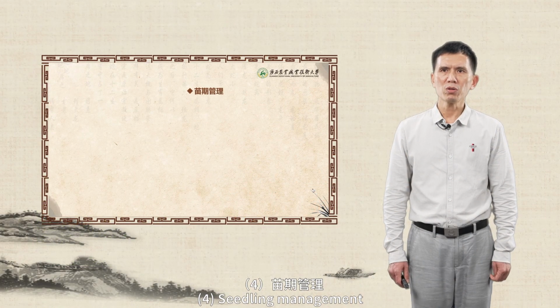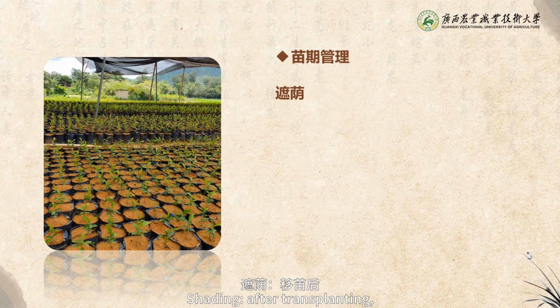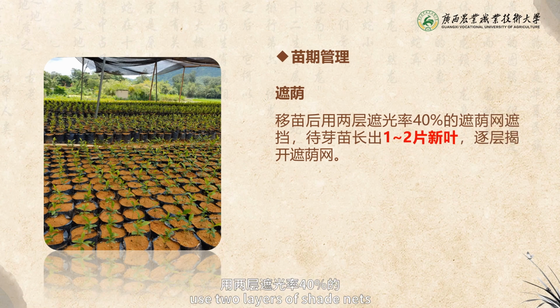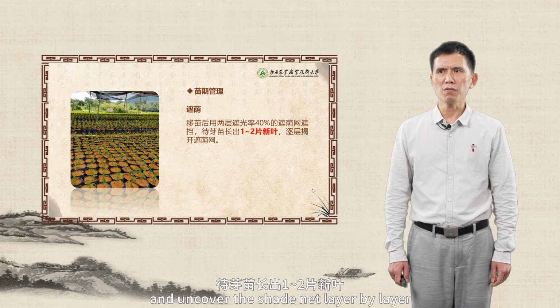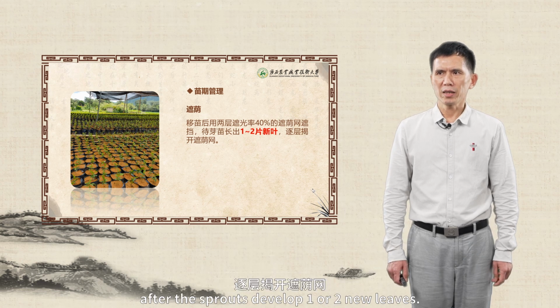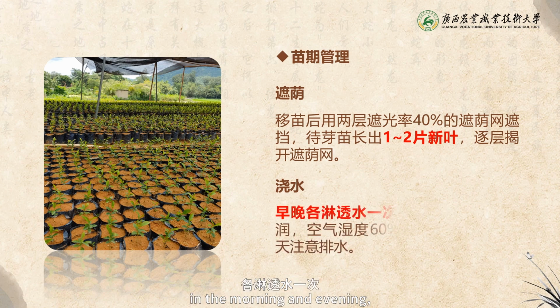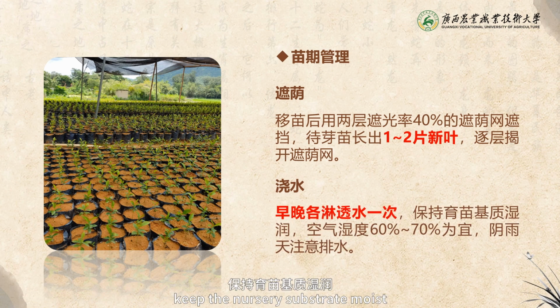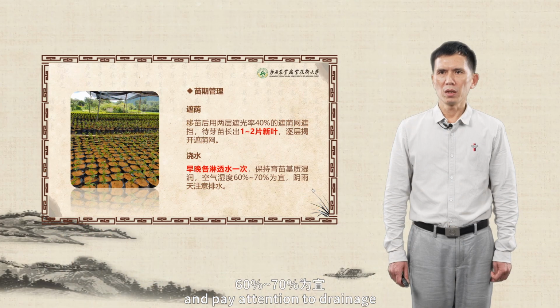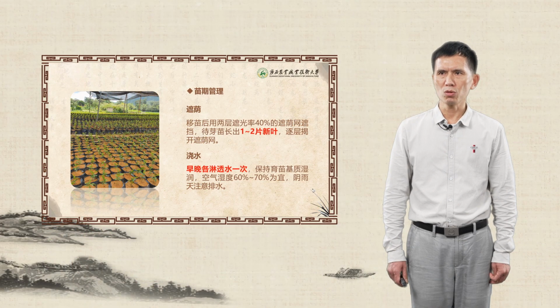4. Seedling management. Shading. After transplanting, use 2 layers of shade nets with a shading rate of 40% to shade the sprouts, and uncover the shade net layer by layer after the sprouts develop 1 or 2 new leaves. Watering. Water thoroughly in the morning and evening, keep the nursery substrate moist and an air humidity of 60 to 70%, and pay attention to drainage on cloudy and rainy days.